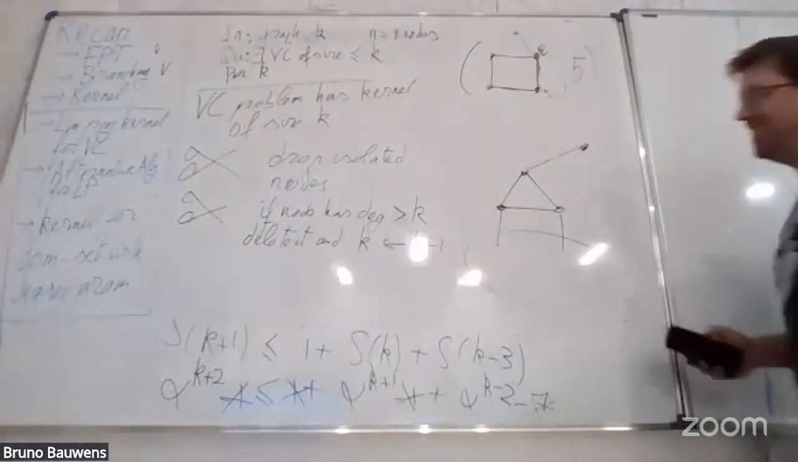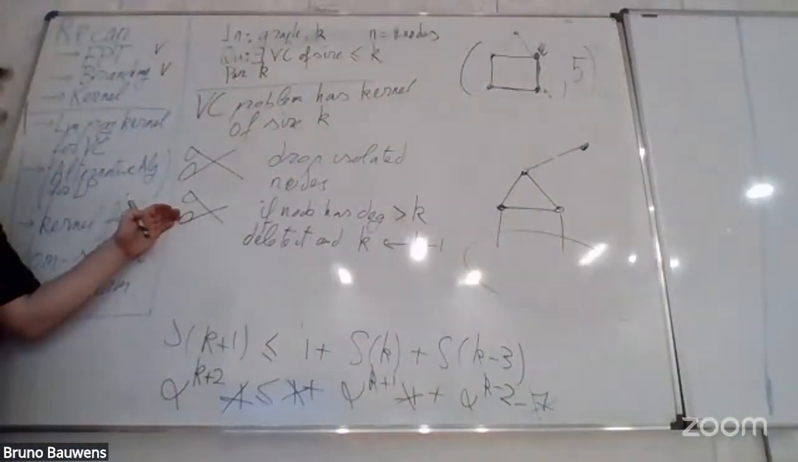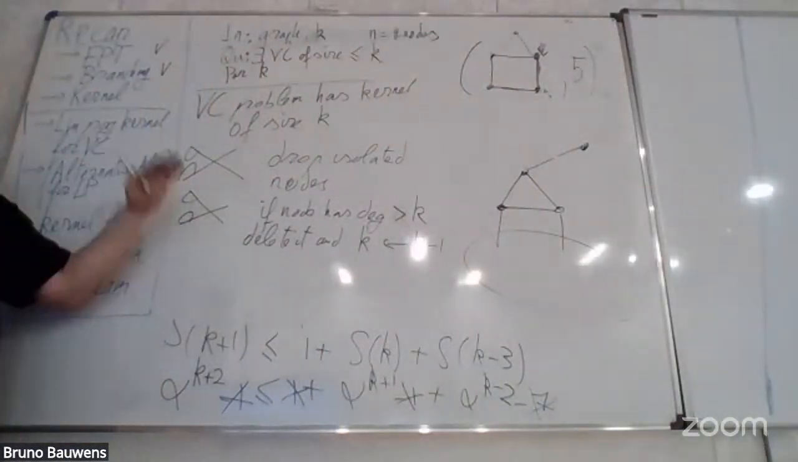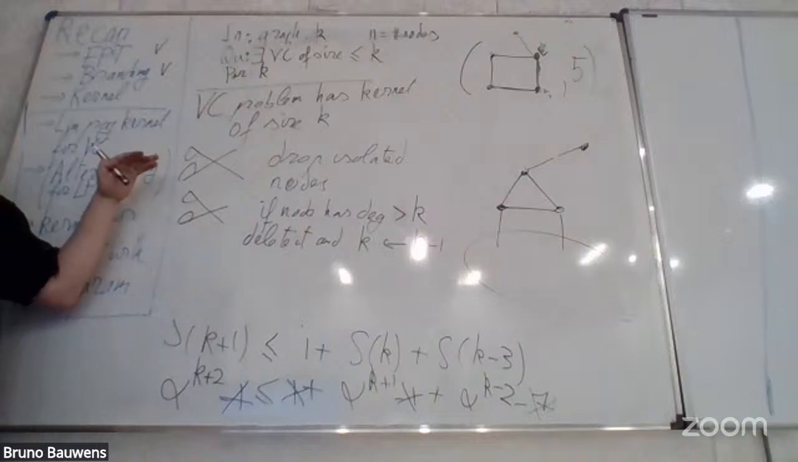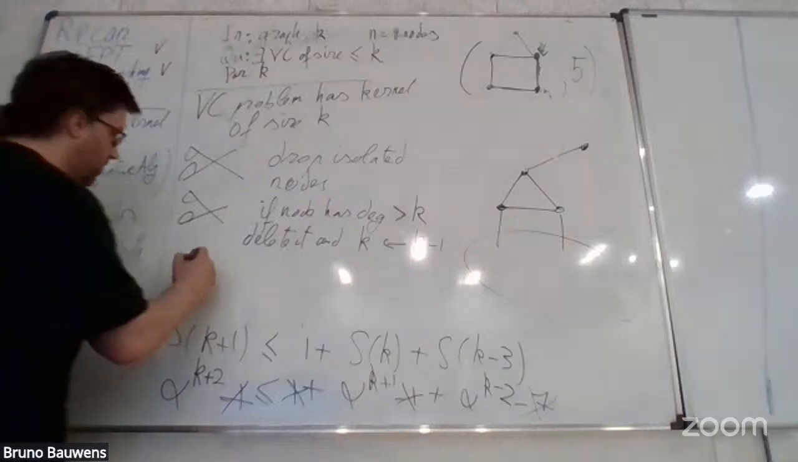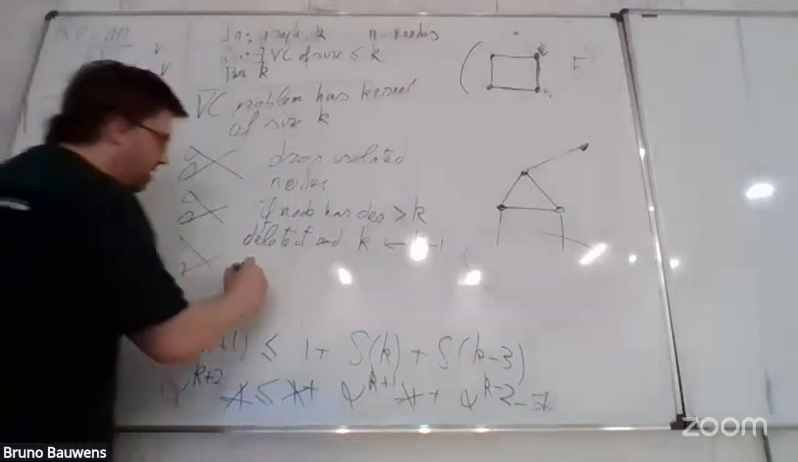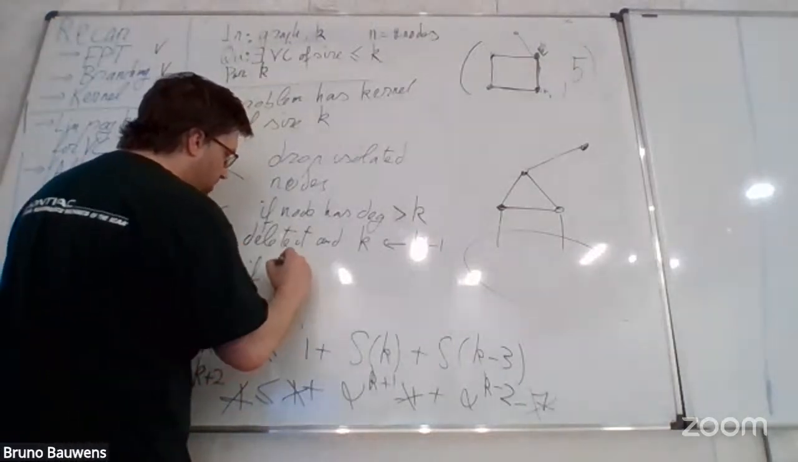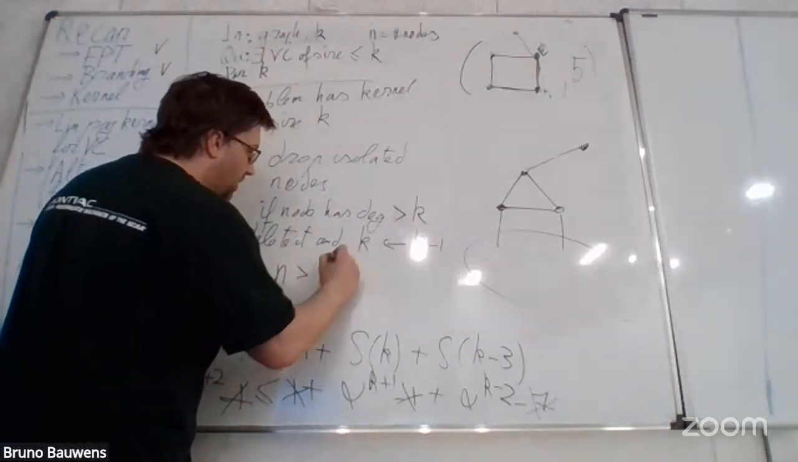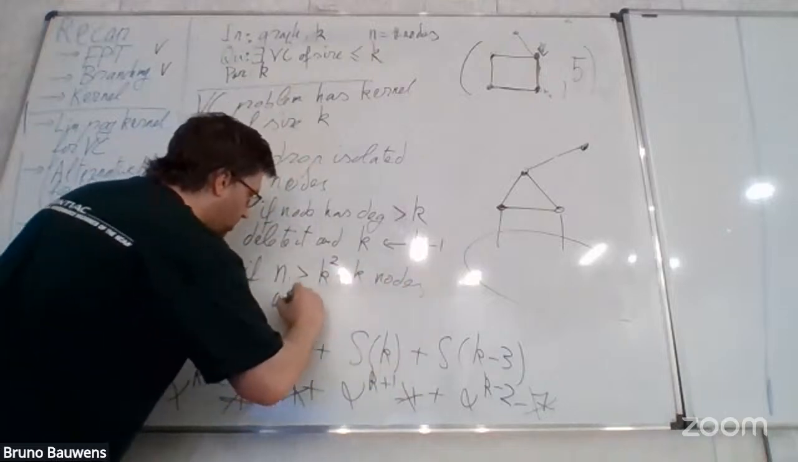Yeah, good idea. Okay, so now let's think about these two rules together and we apply them until we can no longer apply them. And then if we can no longer apply them, we do the following. If the graph has more than k squared plus k nodes, answer no.